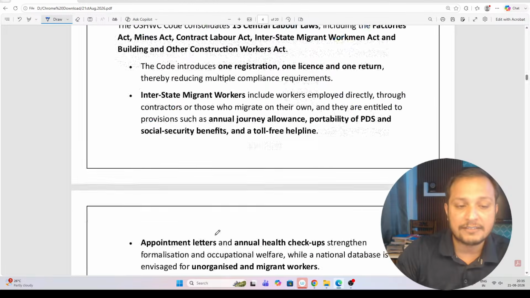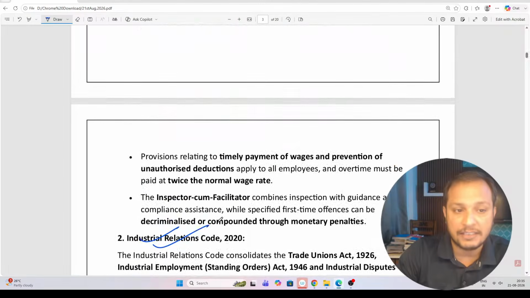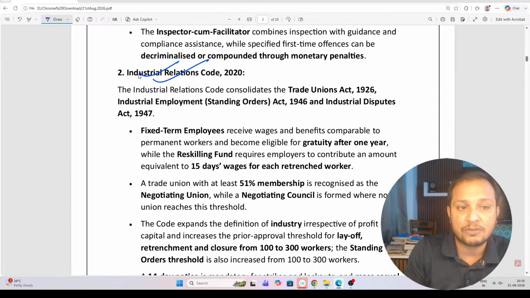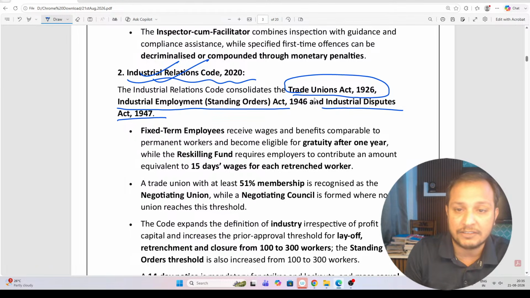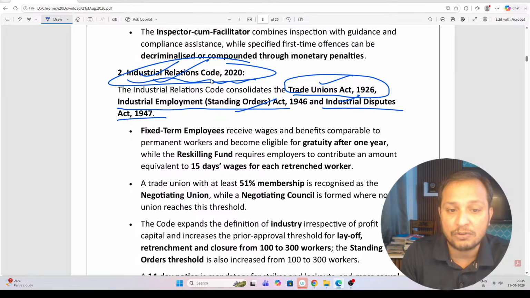Okay, so of these, the labor code which is in news, you can see here, is the Industrial Relations Code 2020. So please go through this. Industrial Relation Labor Code 2020 consolidates the Trade Union Act, then Industrial Employment Order Act, then Industrial Disputes Act 1947. These 3 acts are merged into Industrial Relations Code 2020.